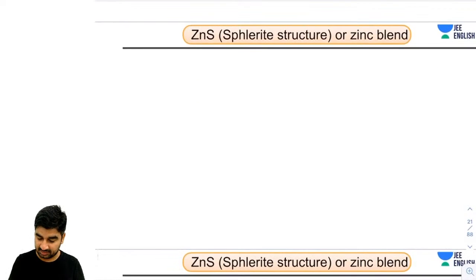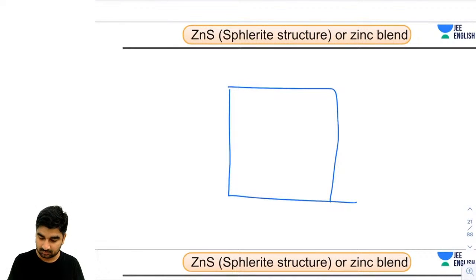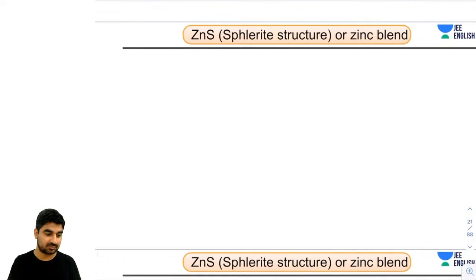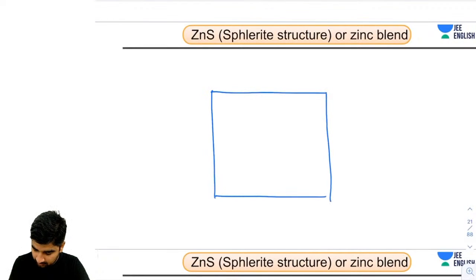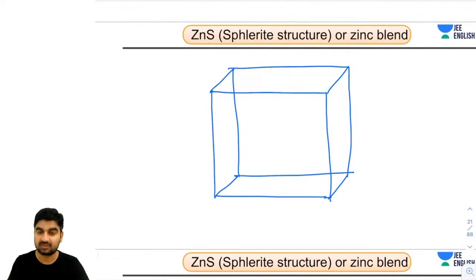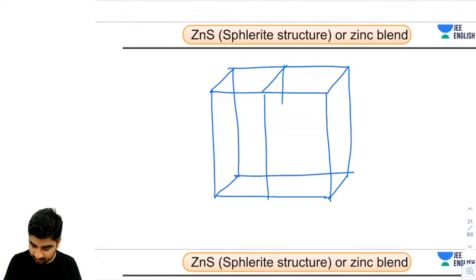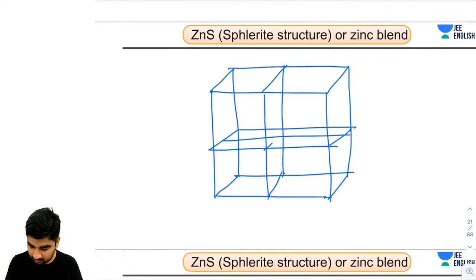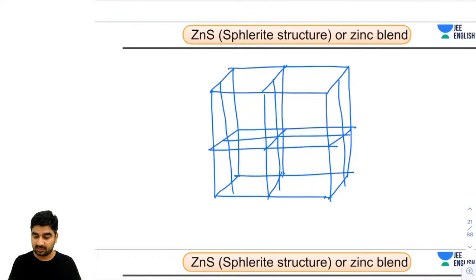So now let me make a cube here, right? So guys, yes, this is the cube. Now we are going to divide this cube into 8 parts. How will we divide it? Like this way, right? Now you can see we have divided it into 8 parts.